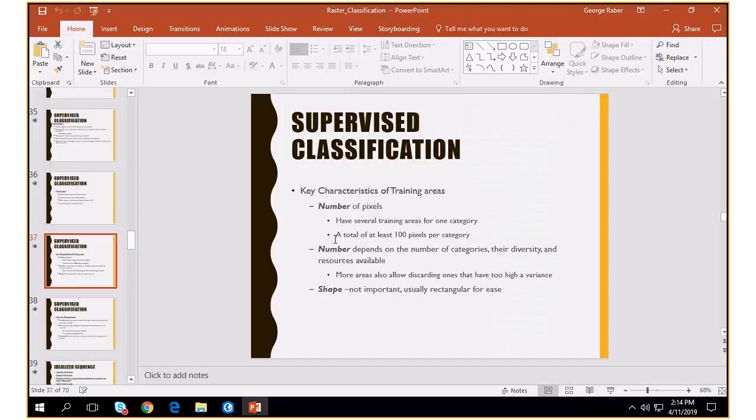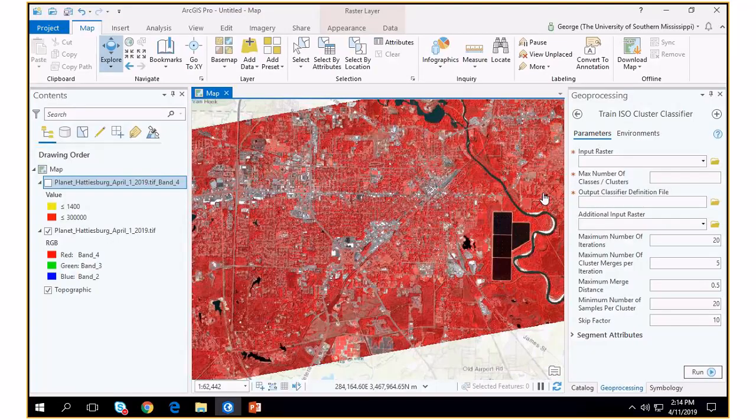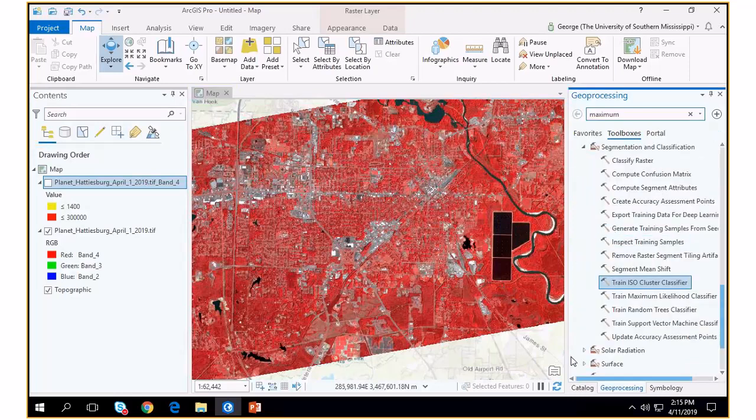All right, so you want to have them spread out throughout the entire range that particular class exists, and you want to have a total of at least 100 pixels per class category. Okay. So the number depends on the number of categories, their diversity, and the resources available. Okay. So yeah, you can examine the means and the standard deviation for each of those classes and see if there's a lot of overlap. Okay, there are tools for doing that. Well, there are reports when it actually goes to run.